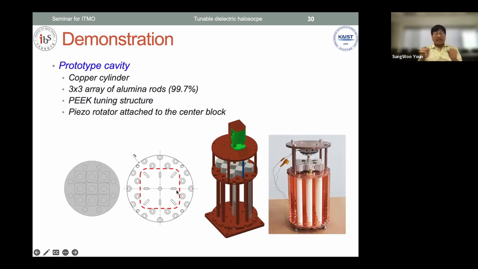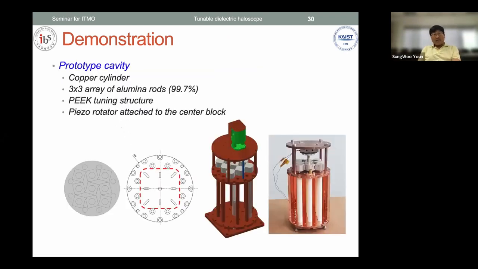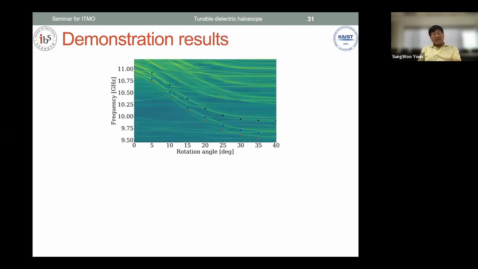And then basically you can guide, while you're turning the piezo and rotating the center block of your tuning system, the movement of the dielectric material, or the rotational way, something like that, okay? This is the way we did it. Then we brought this thing into a 4 Kelvin environment, and this is our measurement, okay?